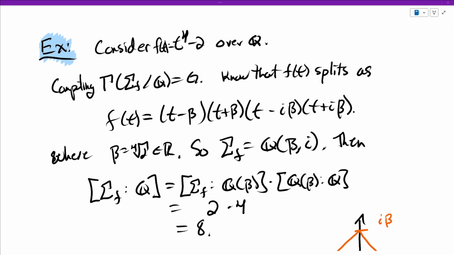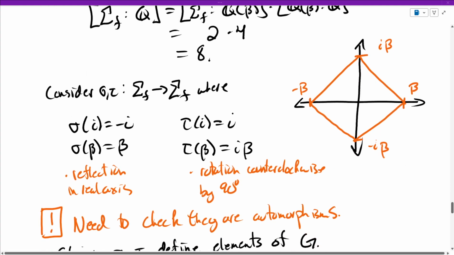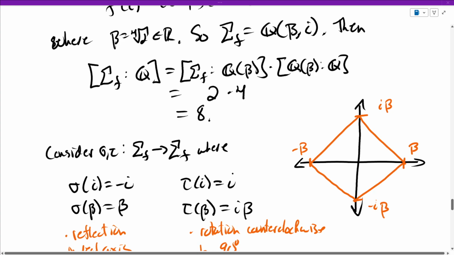Okay, so we just saw this example and we computed the Galois group of t to the fourth minus 2 over Q. If we were to write out the roots of f, beta being the real fourth root of 2, we could think of them as vertices of this square, in which case there are some well-known symmetries of a square.